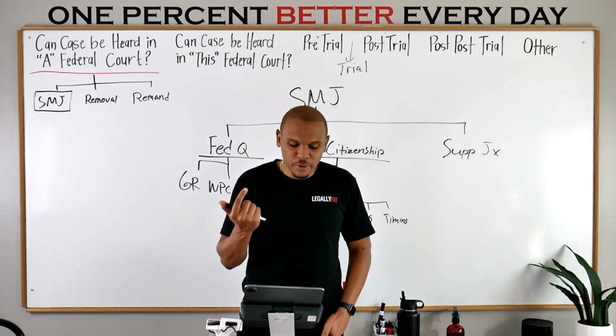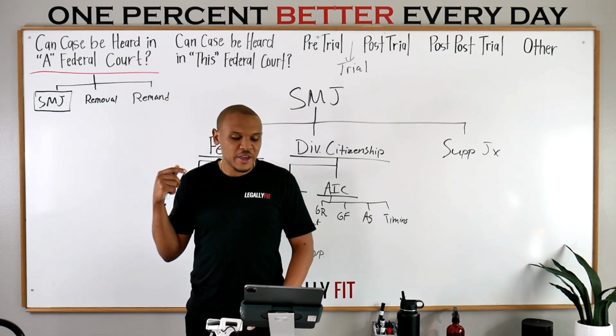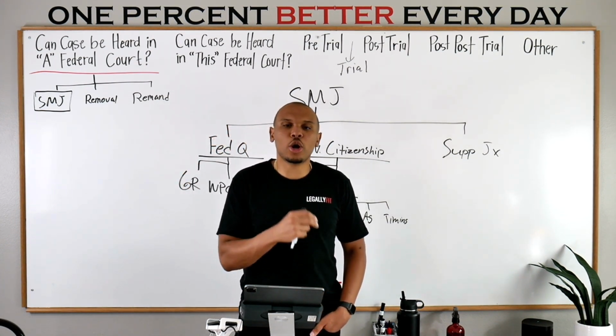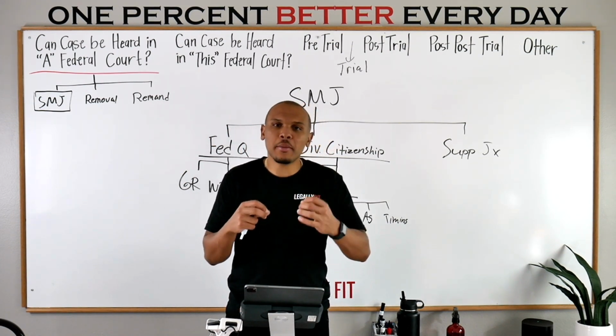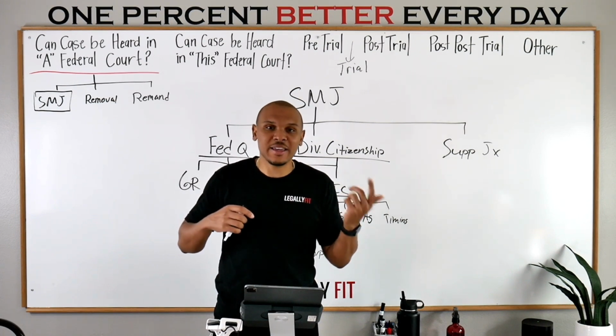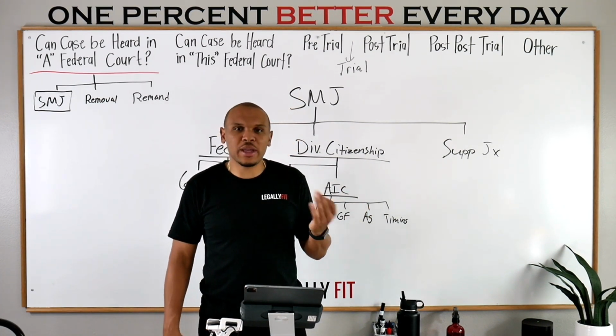Next, you have the aggregation rule. Now, this one's very important. You'll see this one get tested. The aggregation rules are used to essentially add figures, add numbers to satisfy the amount in controversy. Okay? So you have three different aggregation rules.